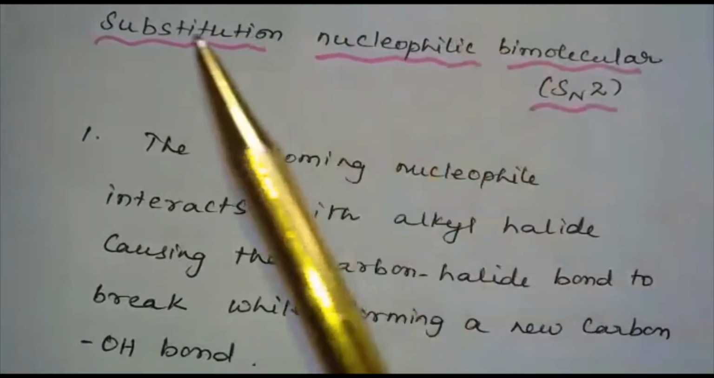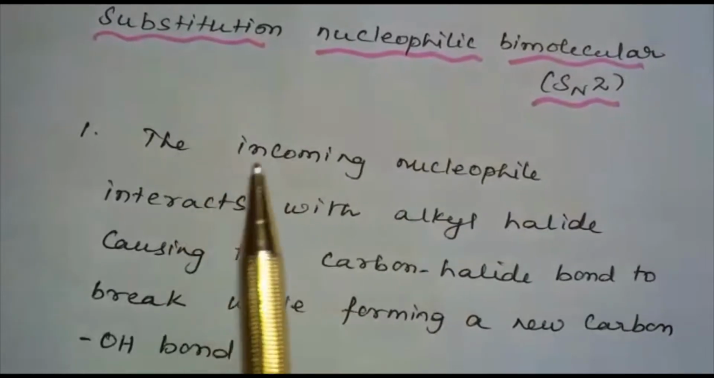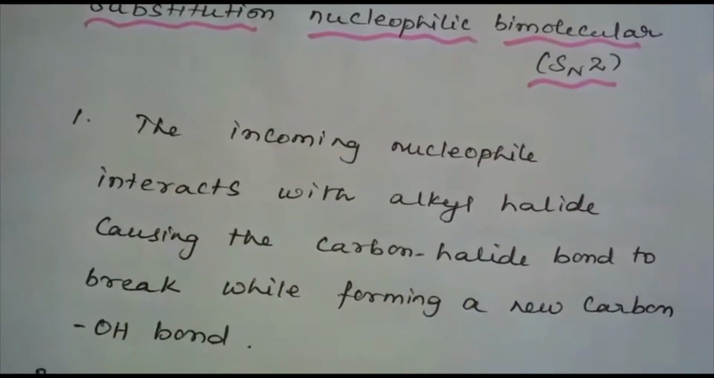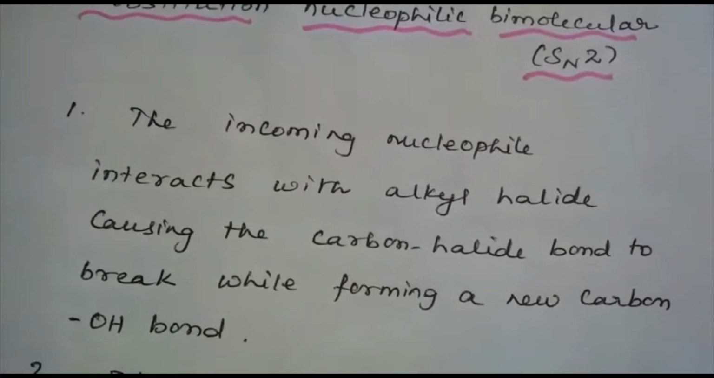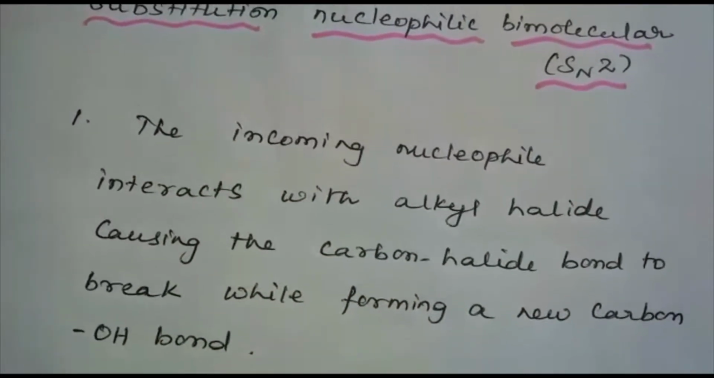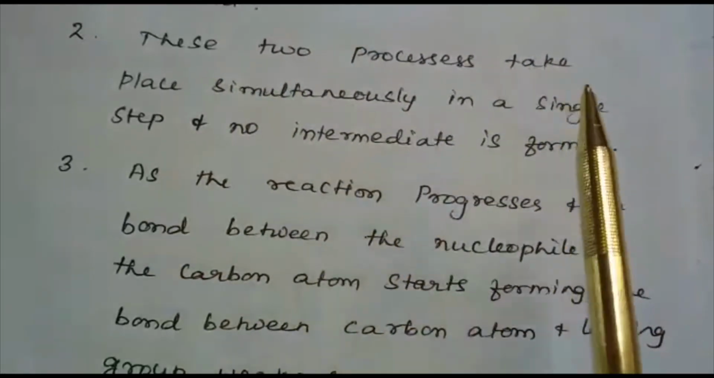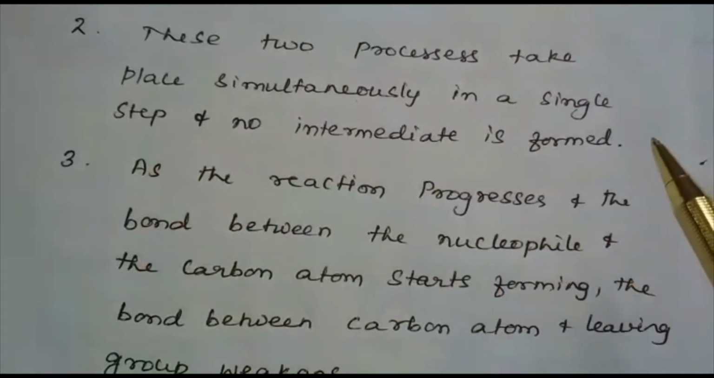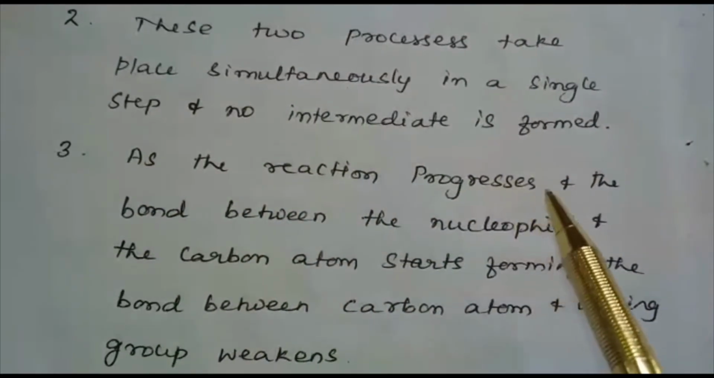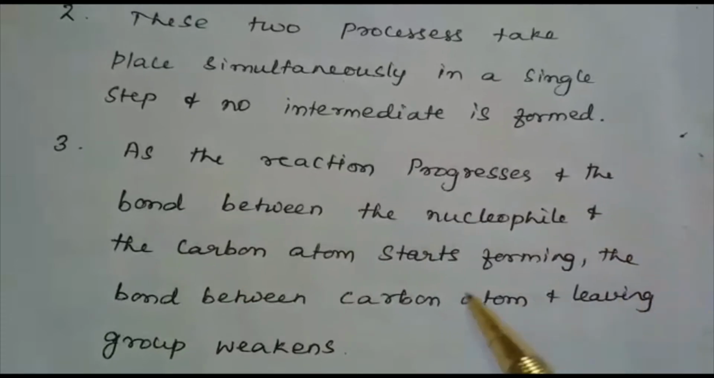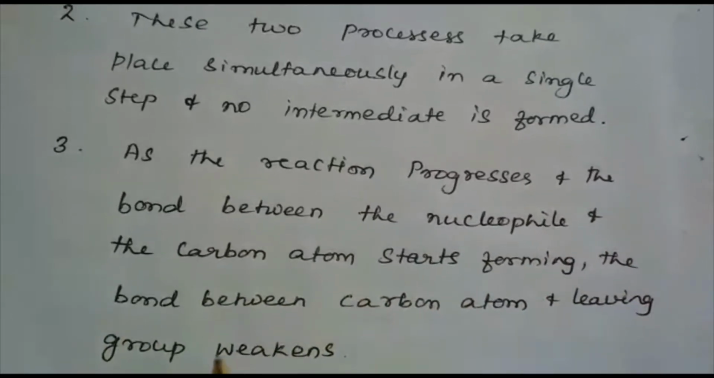Again I am recapping. In SN2 mechanism, the incoming nucleophile interacts with alkyl halide, causing the carbon halide bond to break while forming a new carbon OH bond. These two processes take place simultaneously in a single step and no intermediate is formed. As the reaction progresses, the bond between the nucleophile and the carbon atom starts forming. The bond between carbon atom and leaving group weakens.